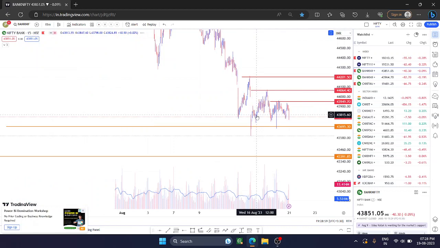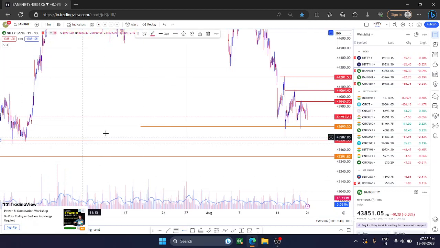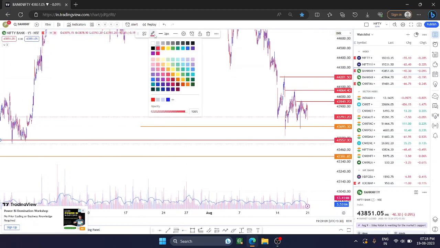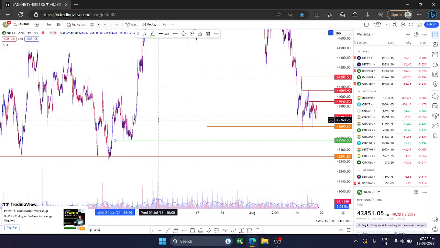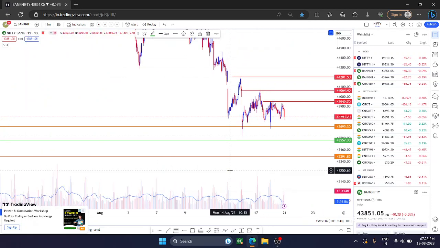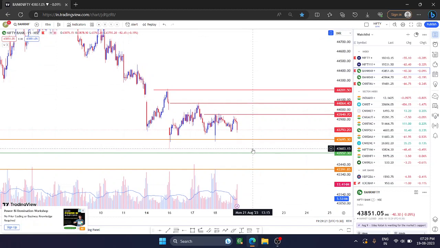And similarly if I talk about the support area, below 43,690 our next target will be 43,550. This is a support area to watch out for very carefully, and below that 43,391 will be our levels. If it breaks this support area, 43,695, we can go for a short with the stop loss of the previous day's closing, and we can get all these targets for sure.